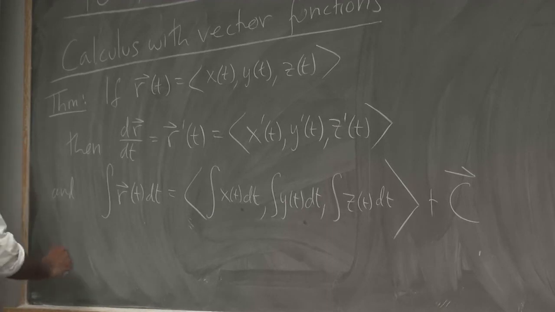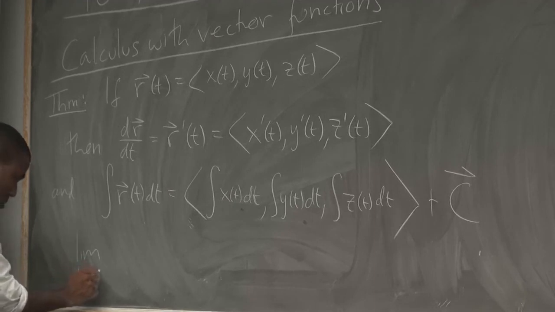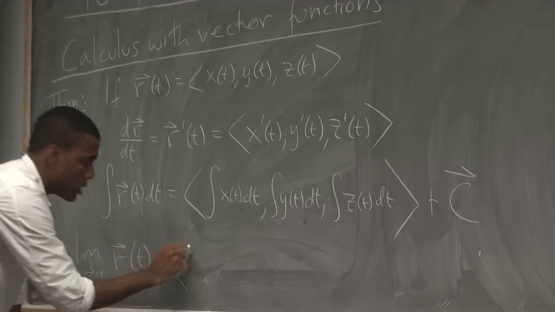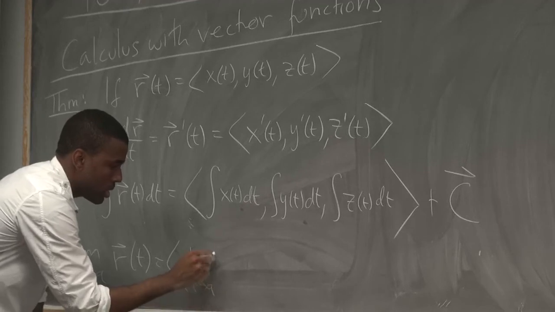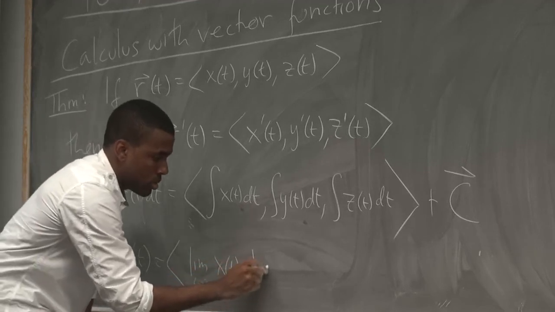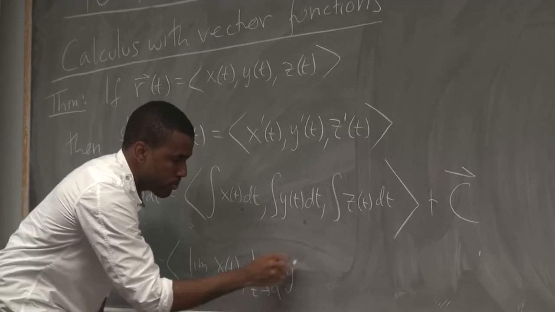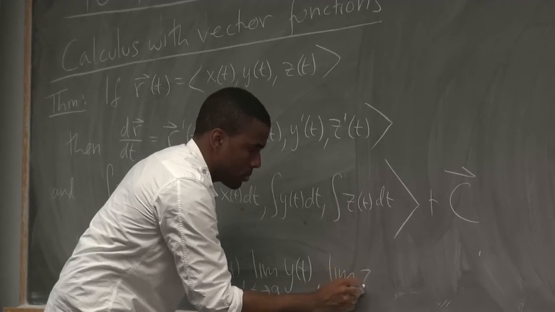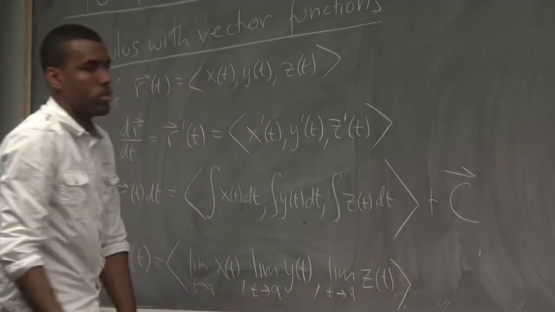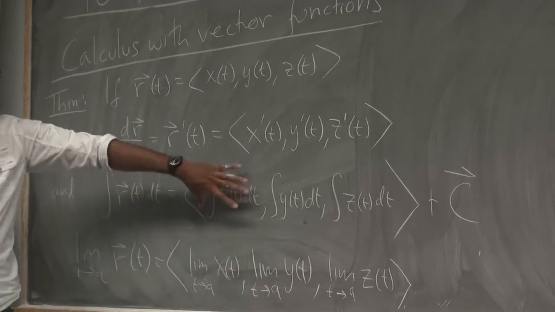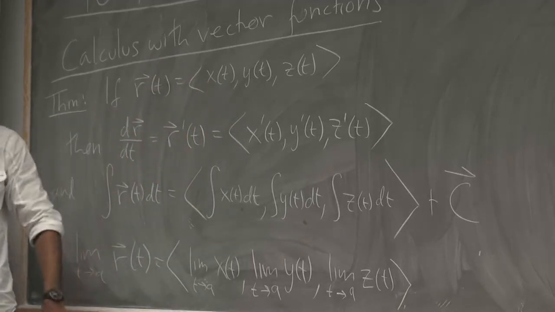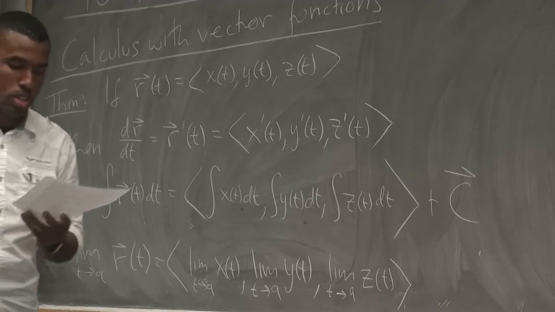And I should have written this before, because limits actually come way before those guys. Those guys are defined in terms of limits. Limit as t approaches a of r of t, you can take the limit component-wise. Limit as t approaches a of x of t. So within each component, you just do the calculus like you've been used to, right? You can differentiate each component, or integrate each component, or take the limit of each component, right? So calculus works component-wise here.